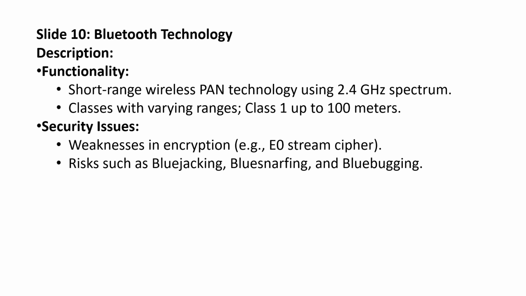Bluetooth technology. Functionality: a short-range wireless PAN technology using the 2.4 GHz spectrum. Classes with varying ranges, class 1 up to 100 meters. Security issues: weakness in encryption, for example, the E0 stream cipher. Risks such as bluejacking, bluesnarfing, and bluebugging.